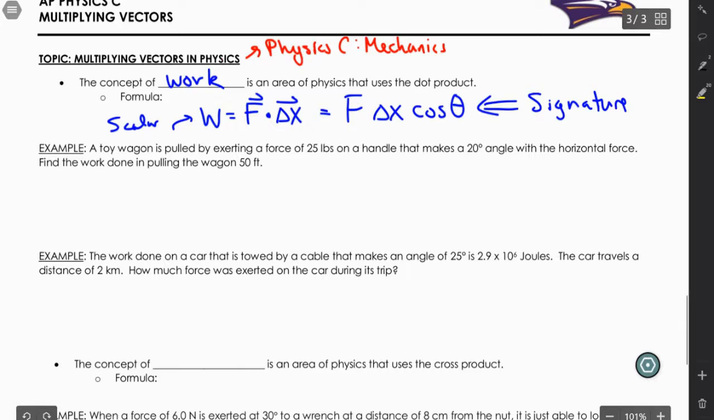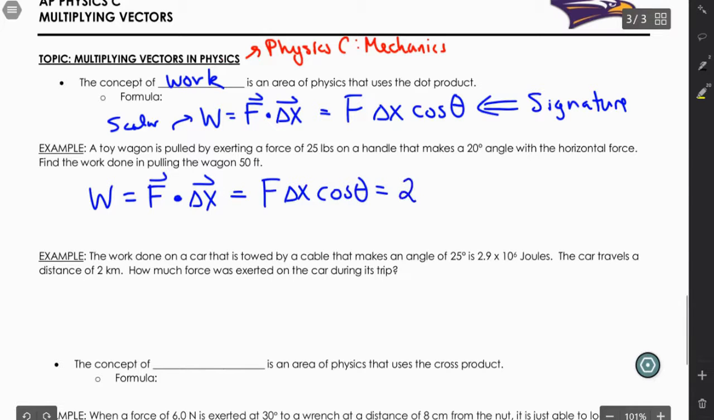And so here's an example. You got a toy wagon is pulled by exerting a force of 25 pounds on a handle that makes a 20-degree angle with the horizontal force. Find the work done in pulling the wagon 50 feet. So we're going to do work equals force dot delta X, so F dot displacement. So it's going to be F delta X cosine theta, and so we're just going to plug in numbers.